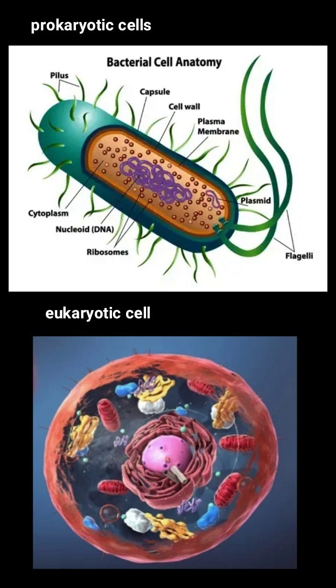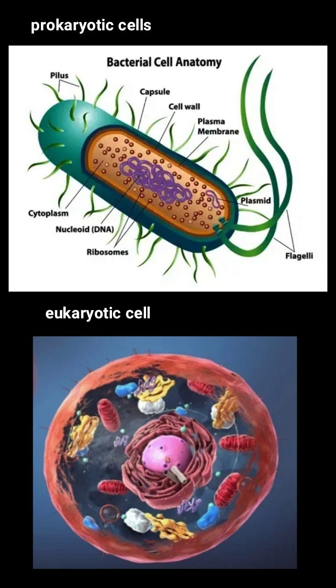Eukaryotic cells have a nucleus, which is a membrane-bound organelle that contains the cell's genetic material in the form of DNA. Prokaryotic cells do not have a nucleus, and the DNA is instead located in the cytoplasm of the cell.